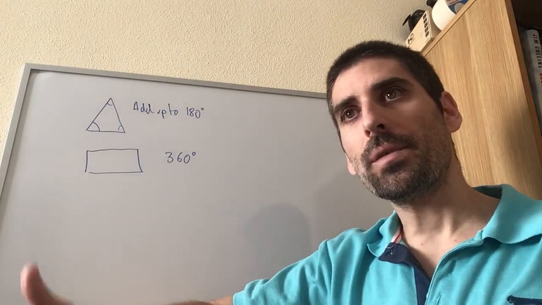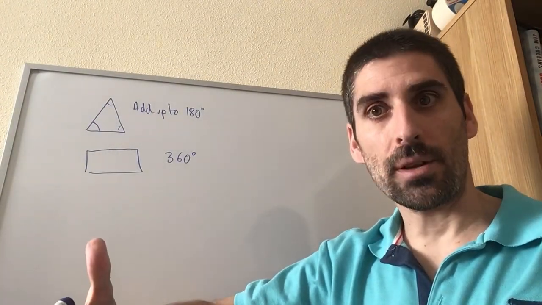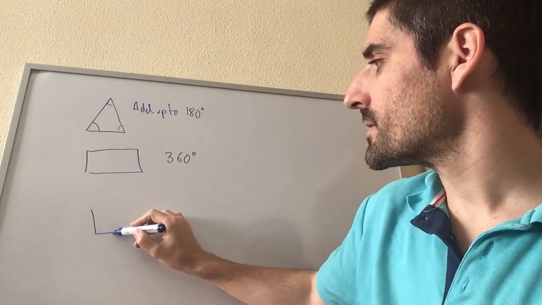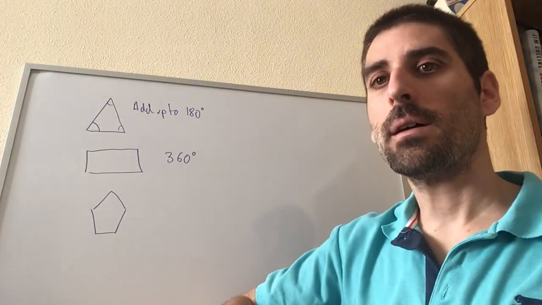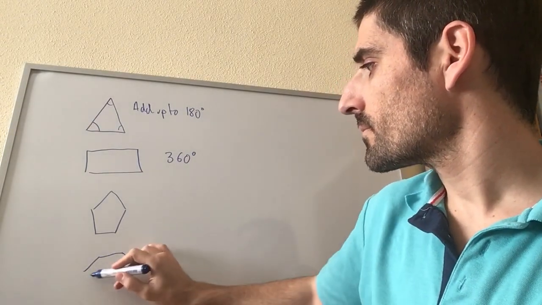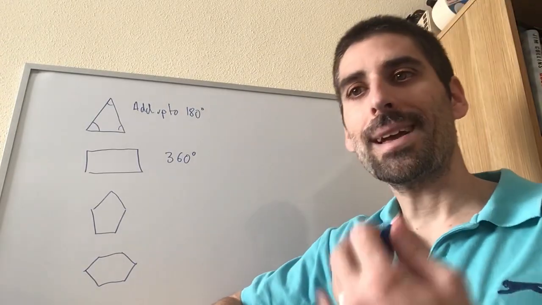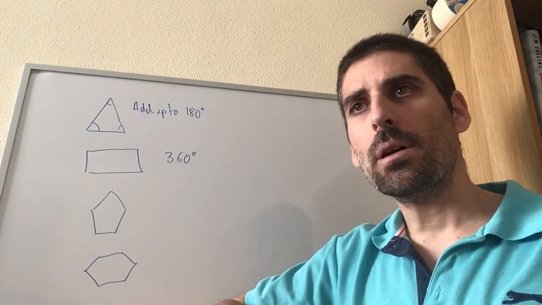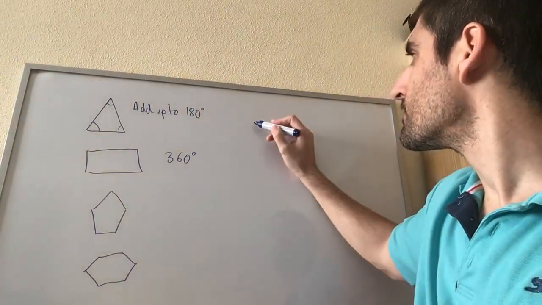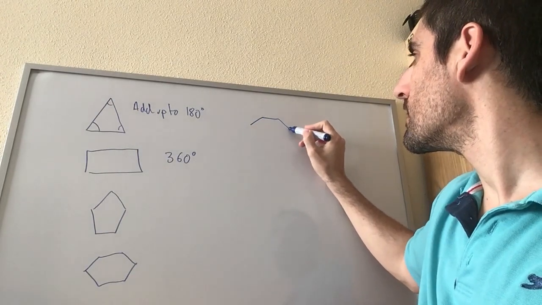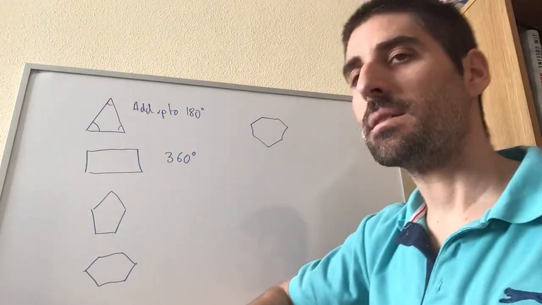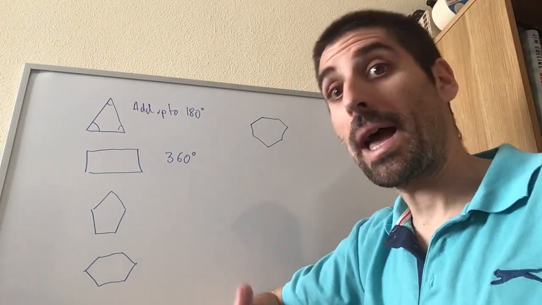But if we know what the angles in a triangle add up to, and we know what the angles in a quadrilateral add up to, well, what about a pentagon? Do we know what the angles in a pentagon add up to? And what about a hexagon? Do we know what the angles in a hexagon add up to? And if we know that, well, what about a heptagon? Heptagon, 7 sides. So 1, 2, 3, 4, 5, 6, 7 sides. Do we know what the angles in a septagon or a heptagon add up to?